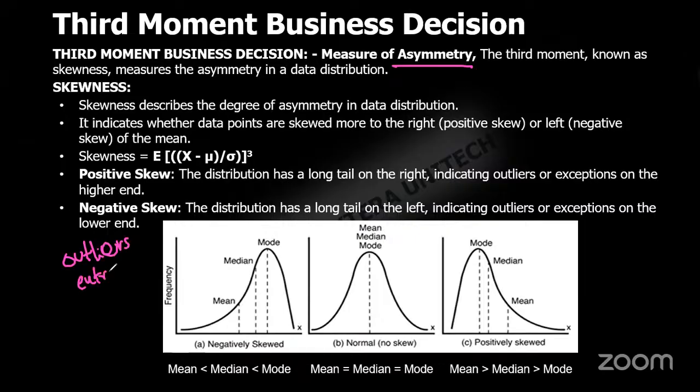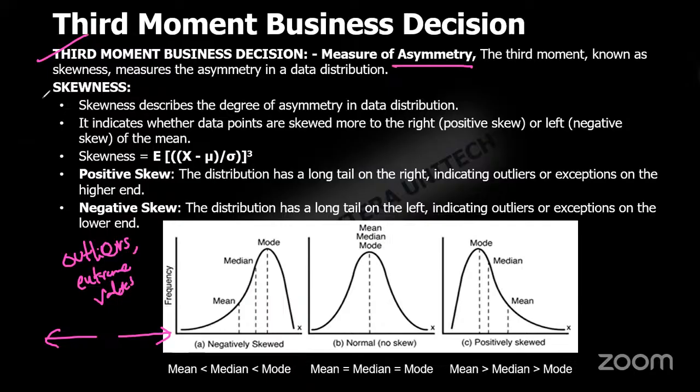Extreme values can be understood using the third moment business decision. How? The third moment business decision captures the direction of spread from the center. From the center, do we have the long tail towards the left hand side or the right hand side? That information will be provided by the third moment business decision.